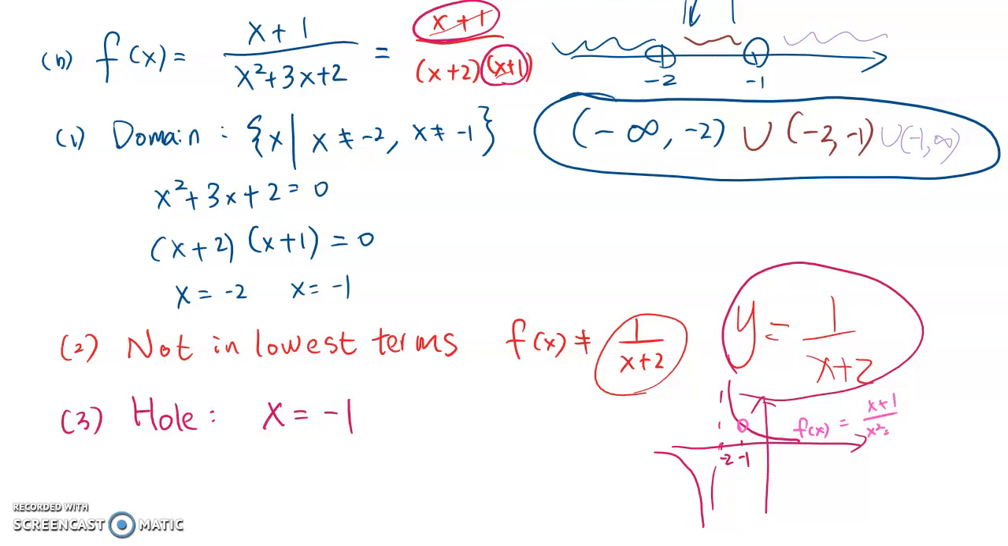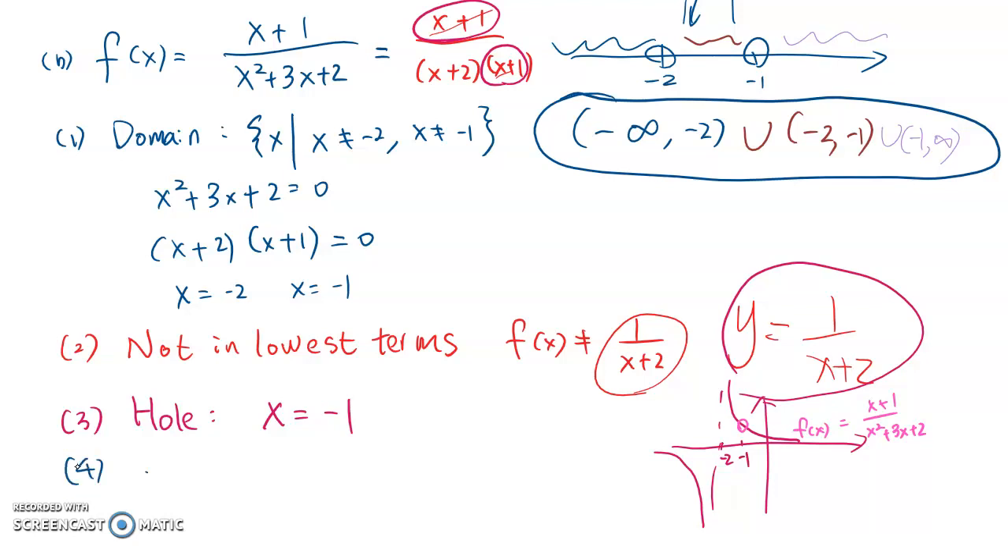So notice the graph of f is not exactly the same as y equals 1 over x plus 2. The only difference is there is a hole there at x equals -1.